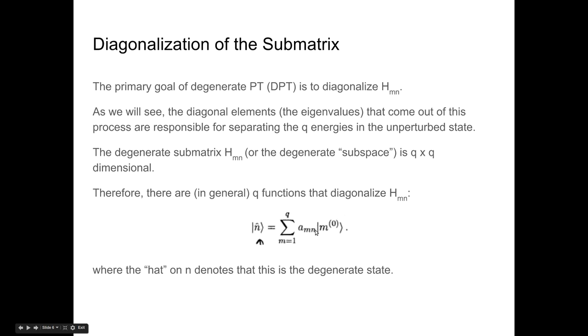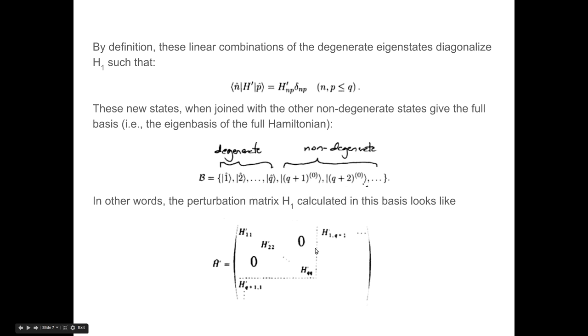Okay, so these are the states that we're computing the matrix element with respect to, right? But we're defining these new states, these degenerate states, as being made up of a linear combination that has Q different terms, okay? I think that makes sense.